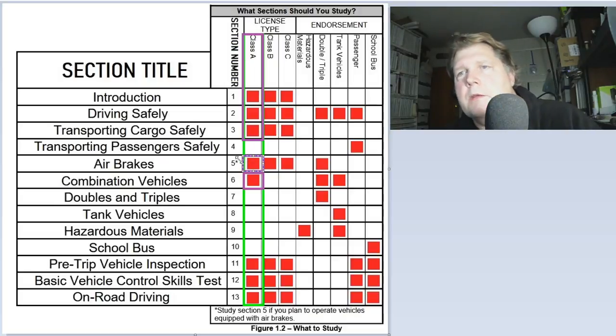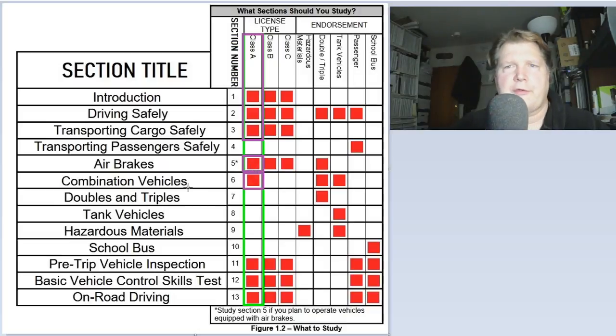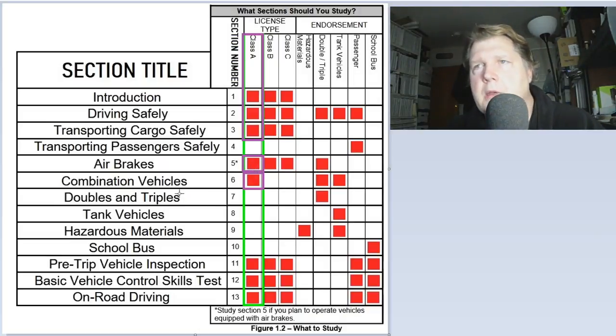Okay, so basically what you see in purple, I would suggest studying for the general knowledge exam. Now, could you get away with not studying air brakes? Probably. Could you get away with not studying combination vehicles? Probably. But you're going to have to take, let's see here. Well, they don't have it as an endorsement. So what I would do is I would definitely study combination vehicles.